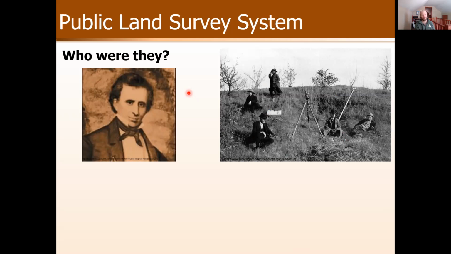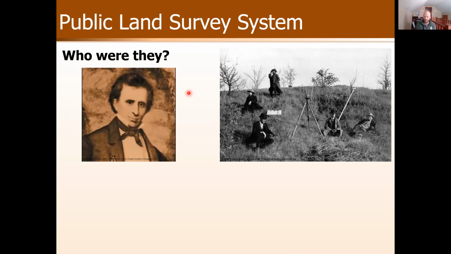how currently in the US, our land is subdivided or mapped and gridded. And so this current system that we use in the US was initiated hundreds of years ago, and it is called the US Public Land Survey System, USPLS.